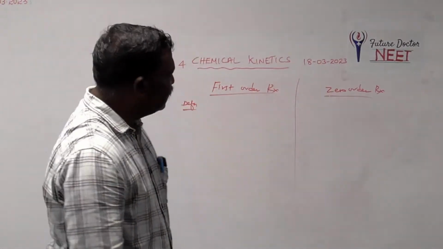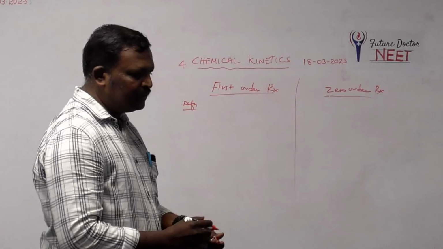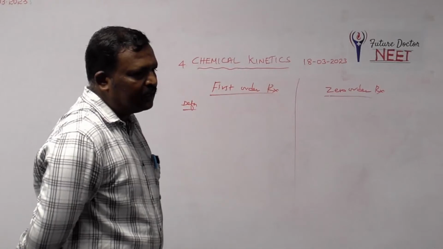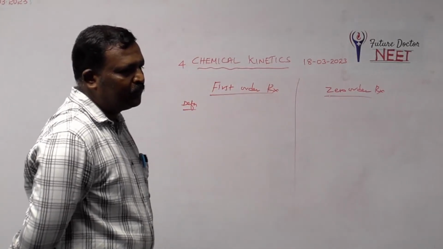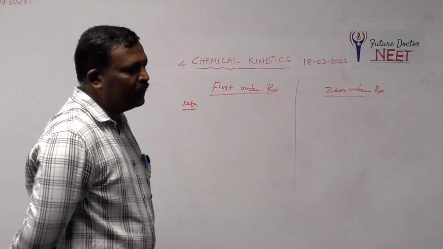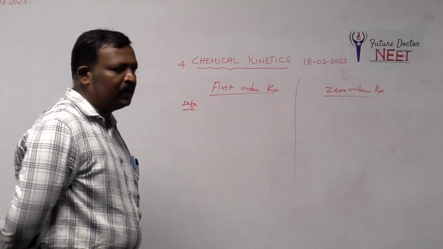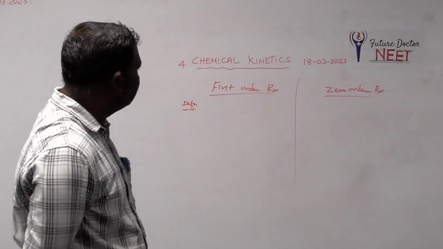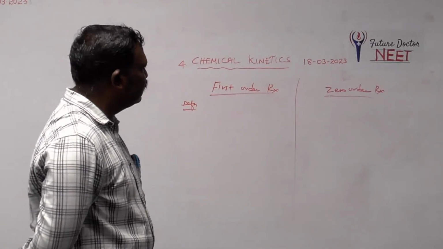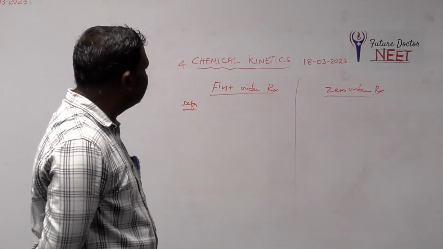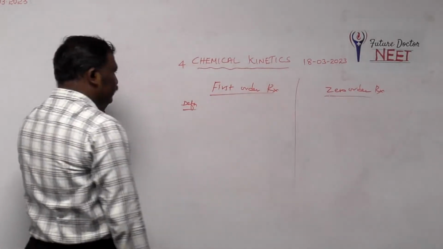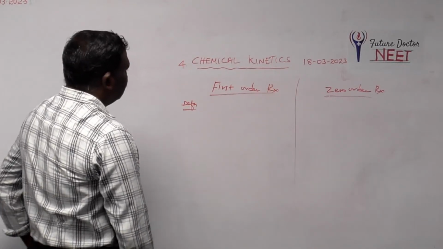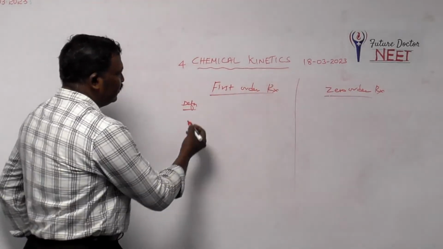Just write: rate of reaction depends on concentration of one reactant only. Concentration of one reactant, reactant only. Understood? Okay. Example, just write example.